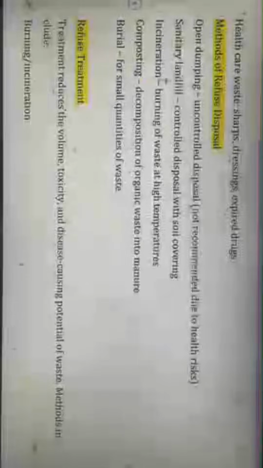Methods of refuse disposal: number one, open dumping, not recommended, a health risk. Sanitary landfill. Incineration, that is burning of waste at high temperature. Burying them. Composting, the decomposition of organic waste into manure.